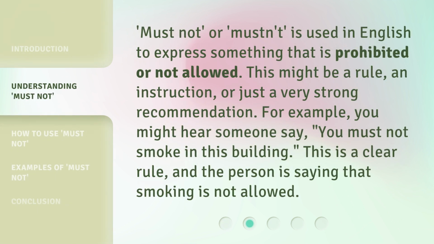Must not, or mustn't, is used in English to express something that is prohibited or not allowed. This might be a rule, an instruction, or just a very strong recommendation. For example, you might hear someone say, "You must not smoke in this building." This is a clear rule, and the person is saying that smoking is not allowed.